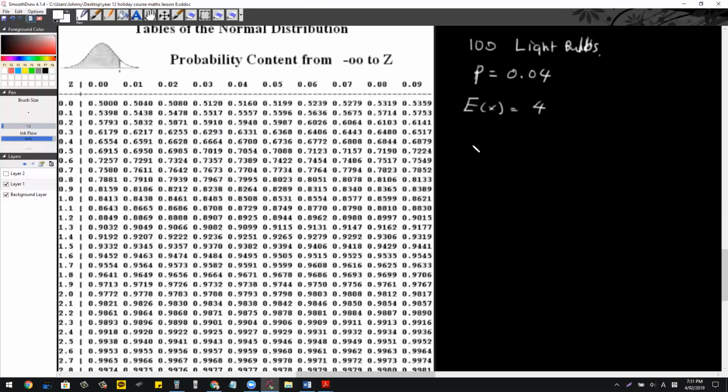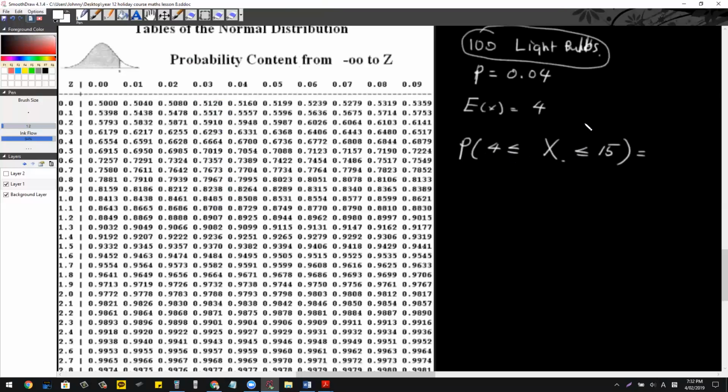I would like to know the probability that between 4 and 15 are defective. So what is the probability that when I have 100 light bulbs, either 4 are defective or 5 of them are defective, etc., all the way to 15 are defective? Okay, so what's the chance of that happening?